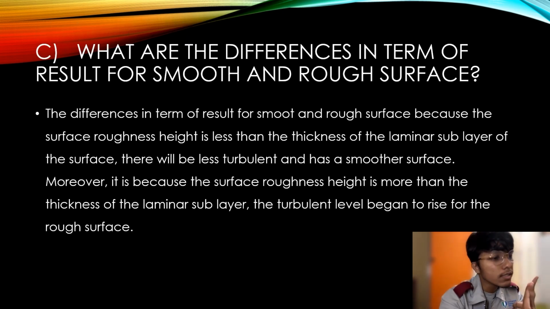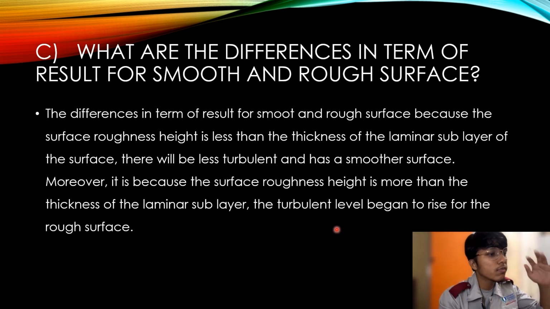So for the third discussion, what are the differences in terms of result for smooth and rough surface? The differences in terms of result for smooth and rough surface arise because when the surface roughness height is less than the thickness of the laminar sublayer of the surface, there will be less turbulence and a smoother surface. Moreover, when the surface roughness height is more than the thickness of the laminar sublayer, the turbulent level begins to rise for the rough surface.